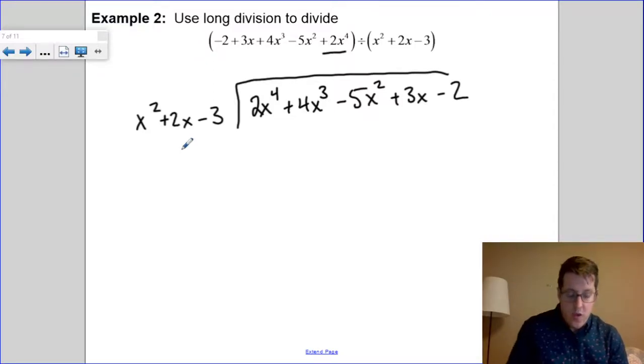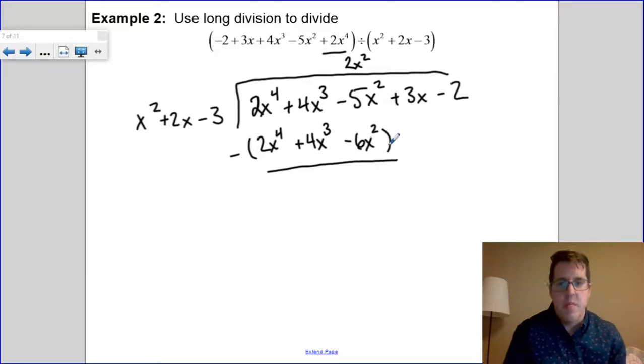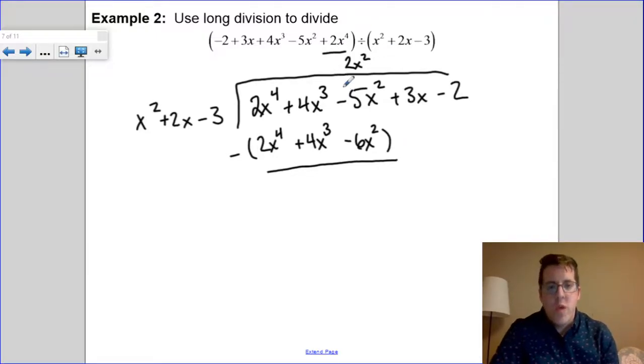Okay, so I want you to pause the video and try this one on your own, and then I'm going to write the work down. I'm just stopping part of the way through my work. Remember, the way you think about this is, what do I multiply x squared by to get 2x to the fourth? Well, that would be 2x squared. And then this comes from what happens when I multiply 2x squared all the way into the divisor.